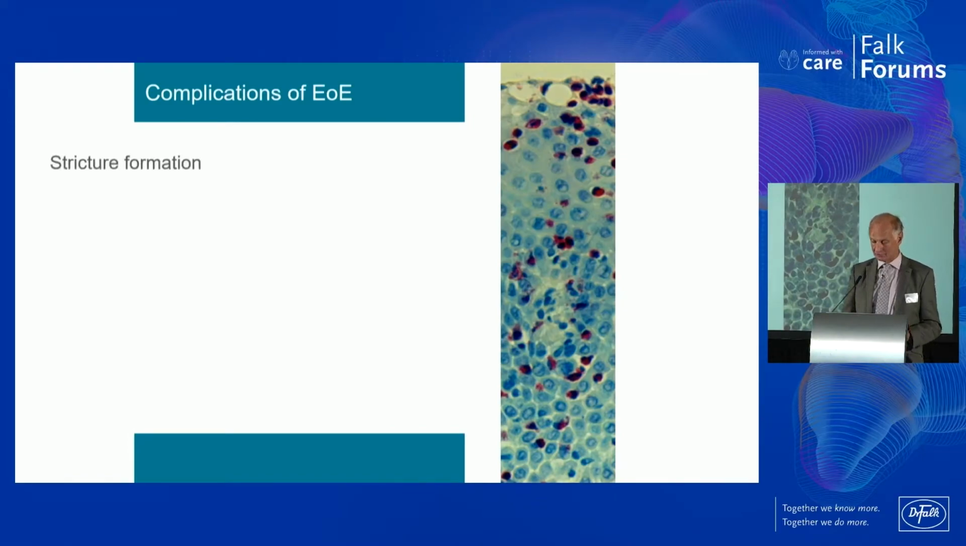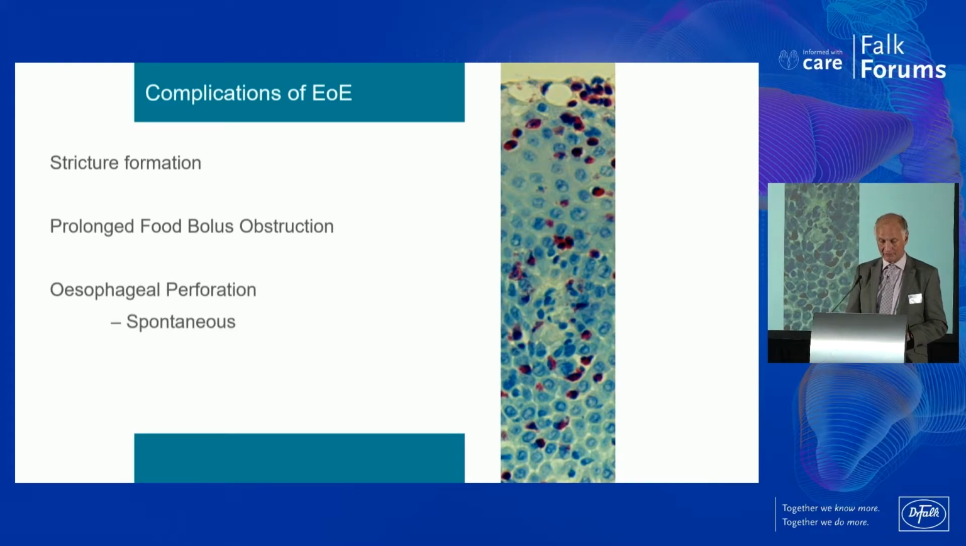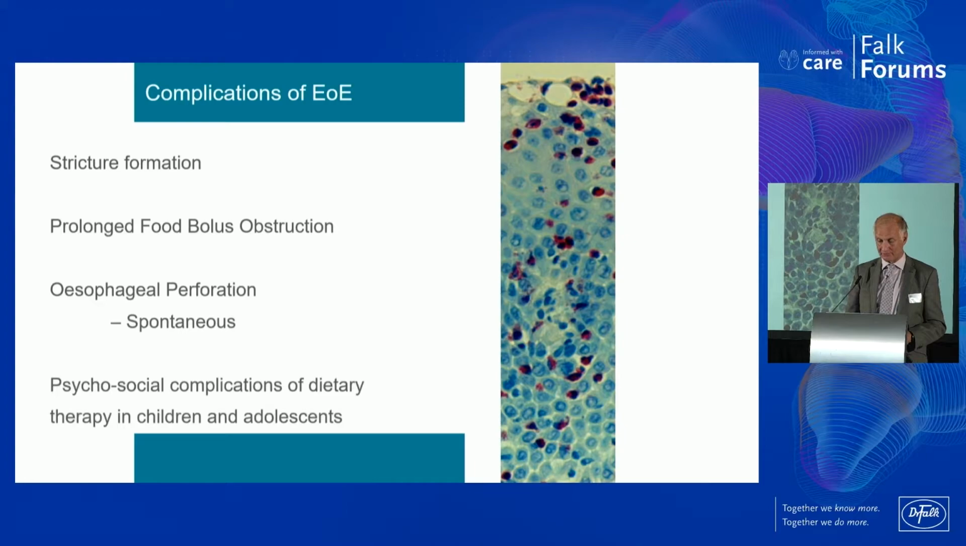And the complications are stricture, which I've already mentioned, prolonged food bolus obstruction, and also, for your information, esophageal perforation. A spontaneous perforation in the esophagus. The commonest cause of that by far in our community is eosinophilic esophagitis. And it's not Boerhaave syndrome, that's a different kind of condition.